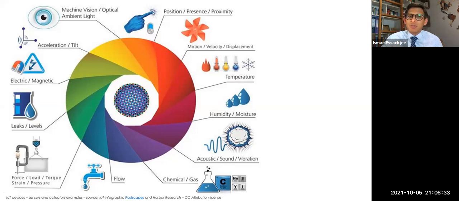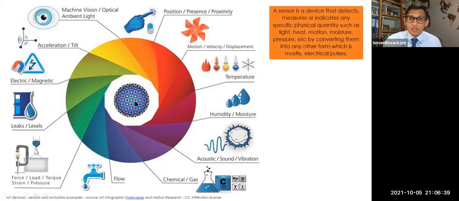Okay, but what are sensors? What are actuators? And so what is the role of the sensor? What can it do? What can't it do? Okay, so a sensor is a device that detects, measures, or indicates any specific physical quantity, such as light, heat, motion, moisture, pressure, etc., by converting them into another form, which is mostly electrical. So it's going to sense. This is what it is going to sense. It can sense maybe a change in physical parameters and so on.